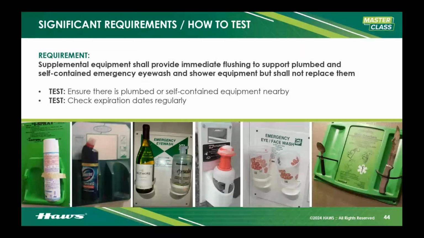Then these are great. They're supplemental in that if I was at the hazard and I was exposed, I could quickly use this bottle, flush my eyes out, and then be on my way to primary plumbed 15-minute capable emergency equipment nearby. That's what you want. That's a great way to use this stuff. Unfortunately, many facilities have nothing but these supplemental bottle systems, and that is not okay because you're not getting 15 minutes of water out of here. And the bare minimum flushing time for most hazards is 15 minutes.